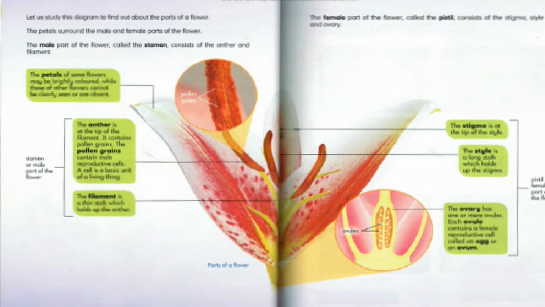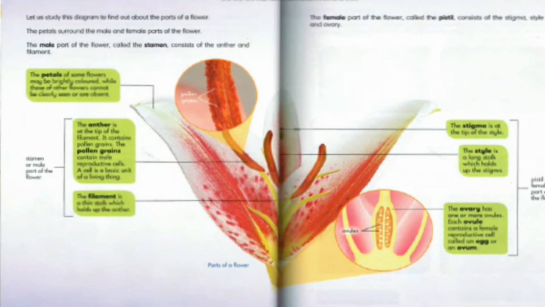The anther is at the tip of the filament. It contains pollen grains. The pollen grains contain male reproductive cells. A cell is a basic unit of a living thing. The filament is a thin stalk which holds up the anther. Parts of a flower.